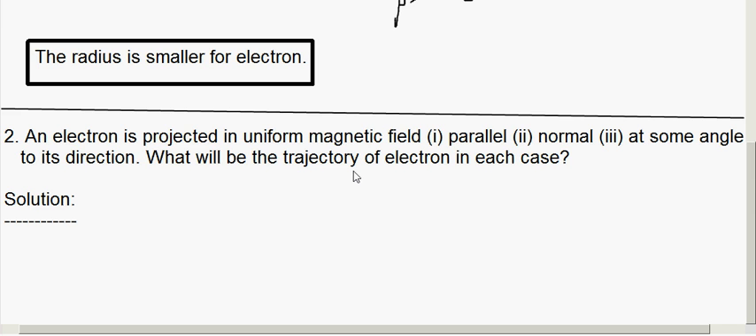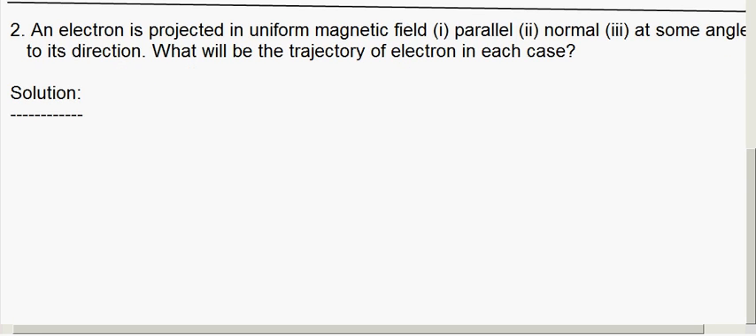Now when it is projected parallel, electron moves in a straight line. First one, the direction will not change when the velocity is parallel to the magnetic field. When projected parallel, electron moves in a straight line.